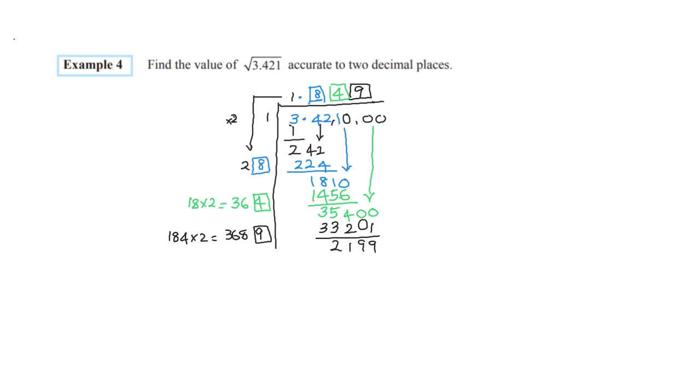Okay. Now you have 1.849 to 3 decimal places. You have to find the answer for 2 decimal places. Then 1.849 is approximately equal to 1.85 to 2 decimal places. You add 1 to 4. Okay, this is our answer. Okay, kids, now you can try exercise 2.2.